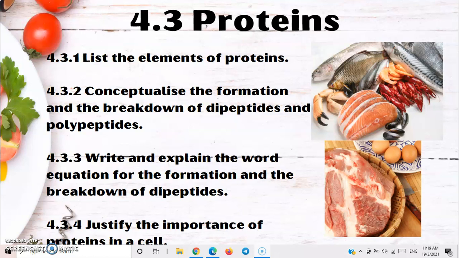Okay, let's continue our lesson today with 4.3. The title is proteins. These are the learning standards that you have to achieve for today. Number one, list the elements of the proteins. Number two, conceptualize the formation and the breakdown of dipeptides and polypeptides. Number three, write and explain the word equation for the formation and the breakdown of dipeptides. And the last one is justify the importance of proteins in a cell. Those are the learning standards that you have to know for today.